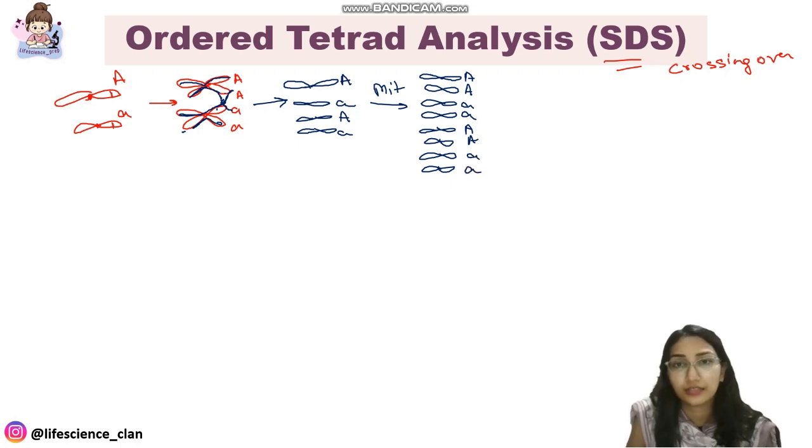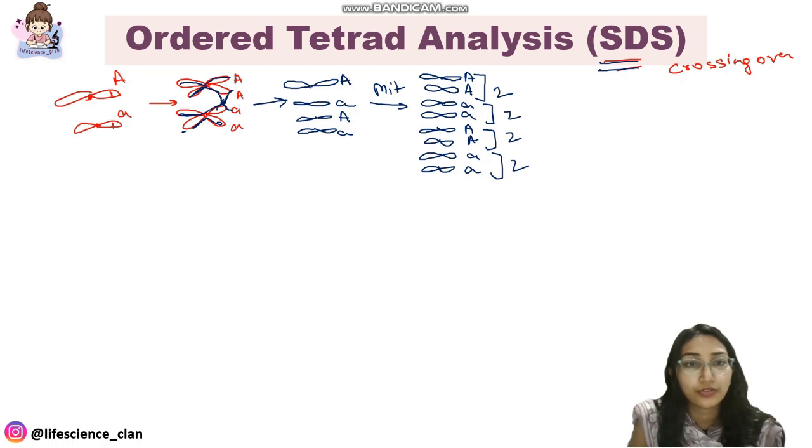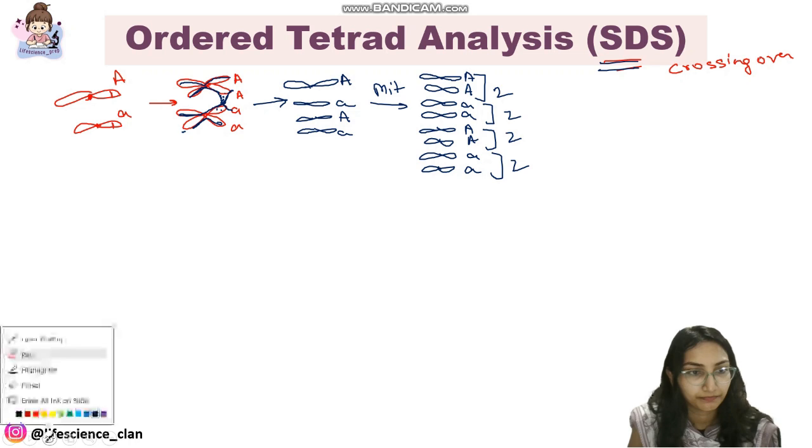Now let us look at this ratio. It is 2 is to 2 is to 2 is to 2. Okay, so for second division segregation, we have the ratio 2 is to 2 is to 2 is to 2. This was in the case if there was crossing over between the nearest arms. Now let us take another example wherein there is crossing over between two different arms.